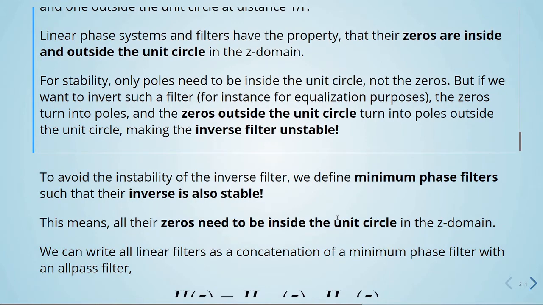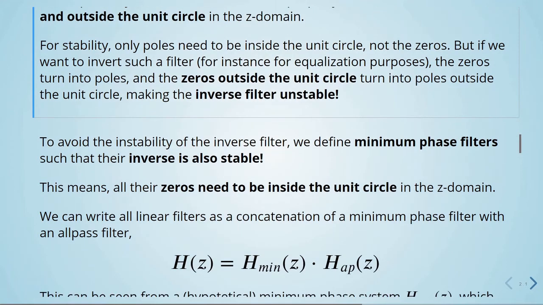To avoid the instability of the inverse filter, we define minimum phase filters such that their inverse is also stable. So this means that all their zeros need to be inside the unit circle in the Z domain.